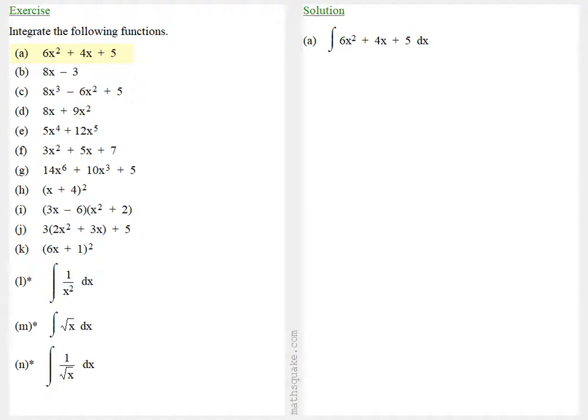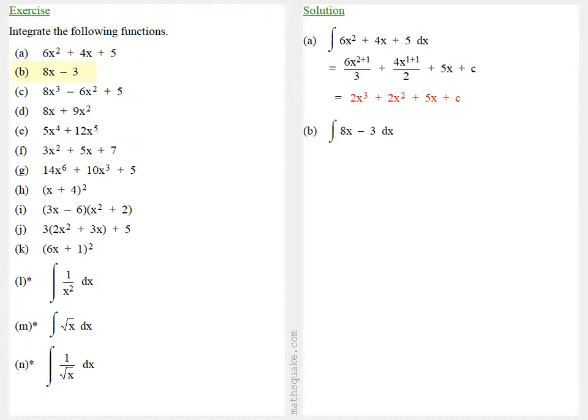Now, when we integrate 6x squared, we add 1 to the power, so that's 6x to the power 3, and we divide by 3. Then we have 4x to the power 1, so we add 1 to the power and divide by 2. For 5, we can just integrate that as 5x, but we must add plus c. So that simplifies to 2x cubed plus 2x squared plus 5x plus c.